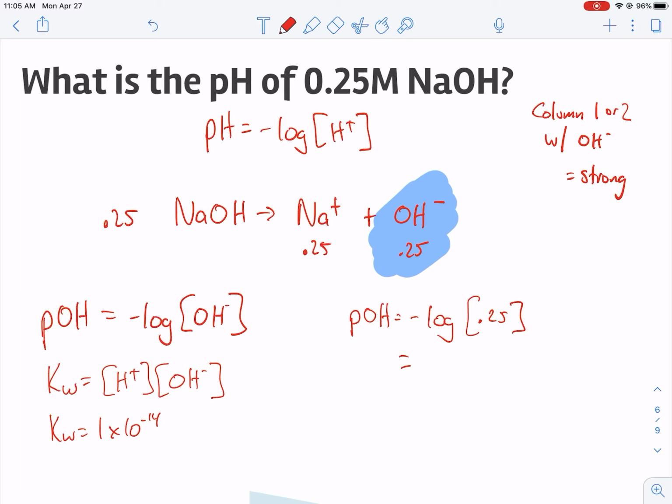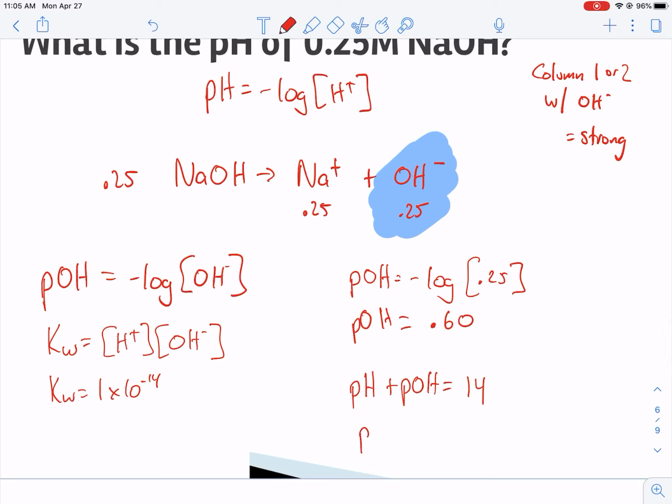And so when we plug this in, we get, what do we get here? 0.60. All right, but this is POH, and that doesn't answer the original question. So what they do is this one last really quick conversion. We know that there's a second equation here, pH plus POH equals 14. Right? So that's a really easy, quick subtraction problem that goes, so the pH is basically equal to 14 minus 0.60, which is 13.40.